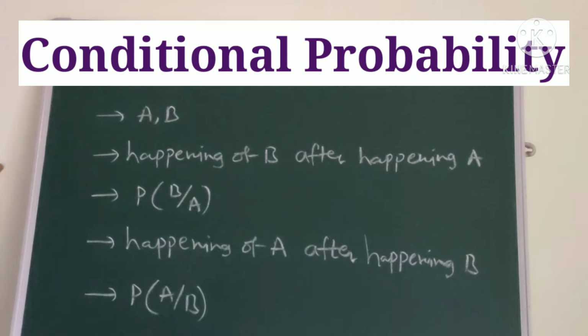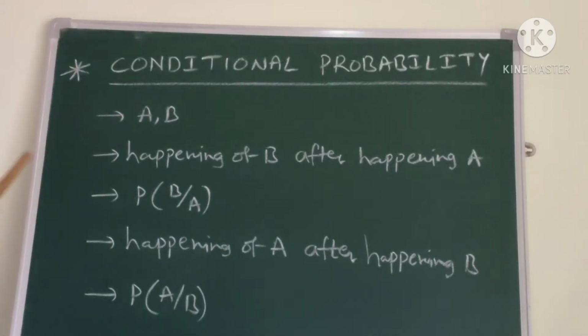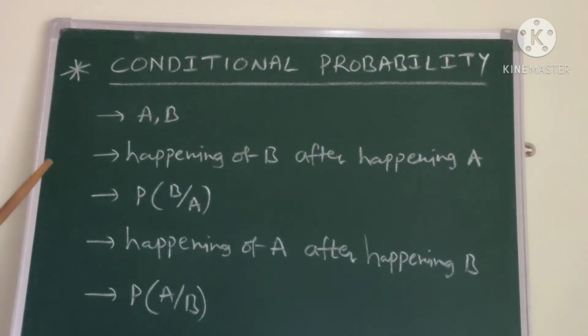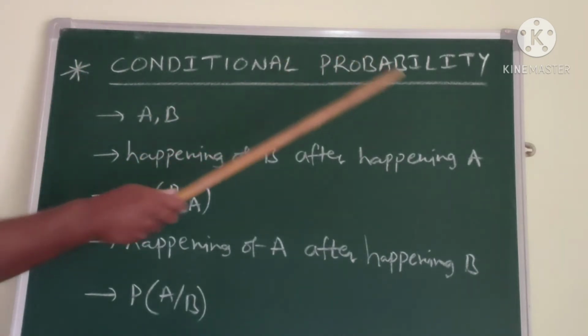Hi students, today we'll discuss conditional probability. Here, conditional probability means: let A and B be any two events from sample space S in a random experiment. The happening of B after the happening of A is called a conditional event. For example, joining IIT after completion of intermediate. Here joining IIT is event B, and completion of intermediate is event A.